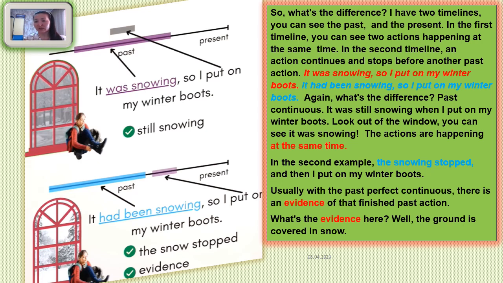Again, what's the difference? Past continuous. It was still snowing when I put on my winter boots. Look out of the window. You can see it was snowing. The actions are happening at the same time. In the second example, the snowing stopped and then I put on my winter boots. Usually, with the past perfect continuous, there is evidence of that finished past action. What's the evidence here? Well, the ground was covered in snow.